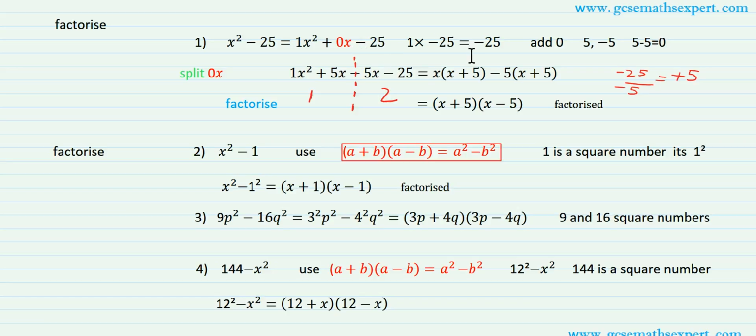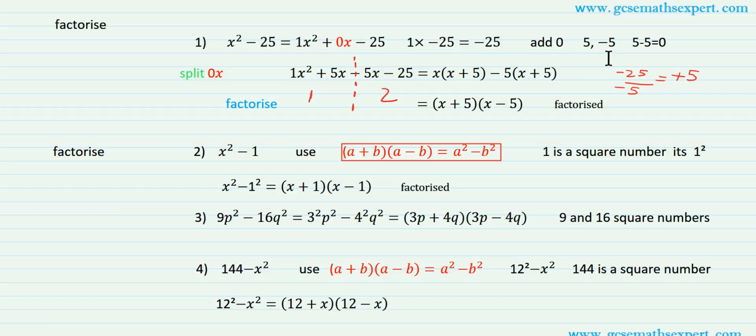Now, doing the other method, if you remember, what's 1 times minus 25? 1 times minus 25 is minus 25. Then we say to ourselves, we want two numbers which multiply to give minus 25 and add to give 0x, the coefficient of the x. Those two numbers are 5 and minus 5.